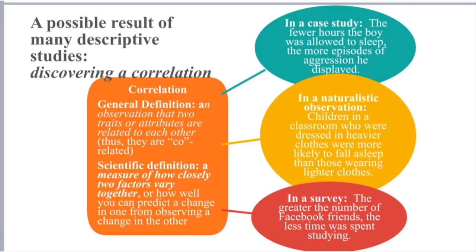So talking about these ways to engage in descriptive research, what is the outcome? What can we take away from descriptive research? That's what we're going to shift to now. And the potential is that we could find some sort of correlation, right? The general definition is an observation that two traits or attributes are related to each other, thus they are correlated, right? This idea that having access to preschool will make you more successful as a graduate of high school, right? If you went to preschool, you are more likely to graduate high school.